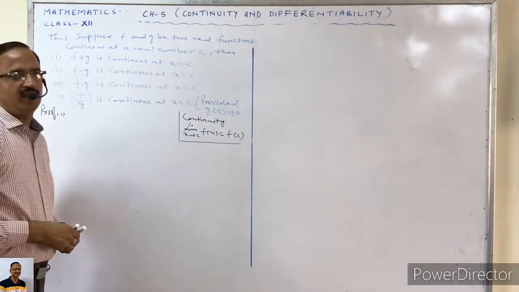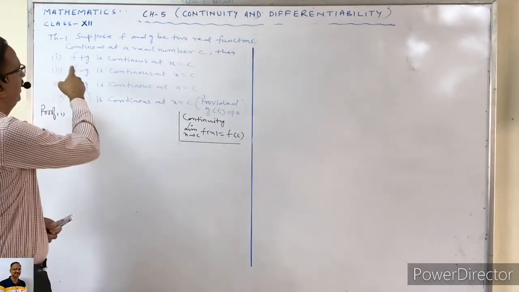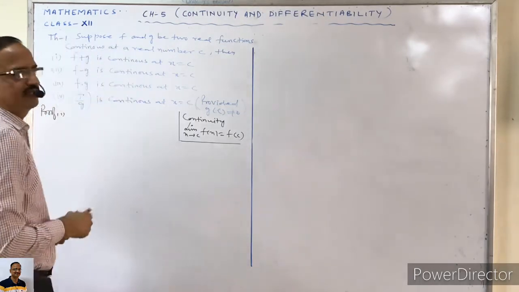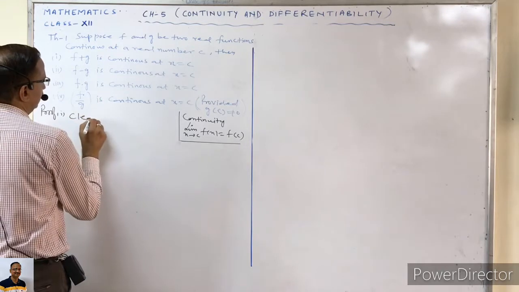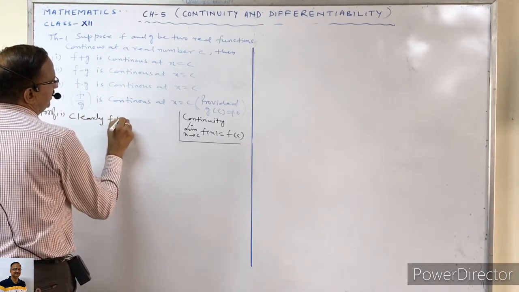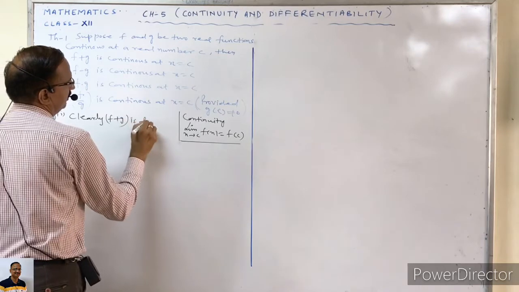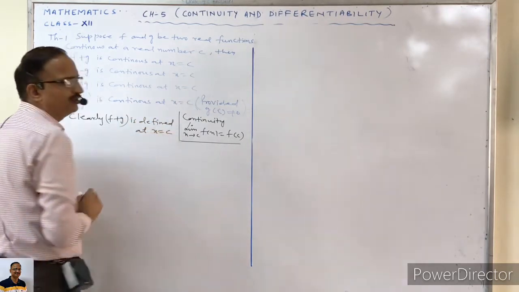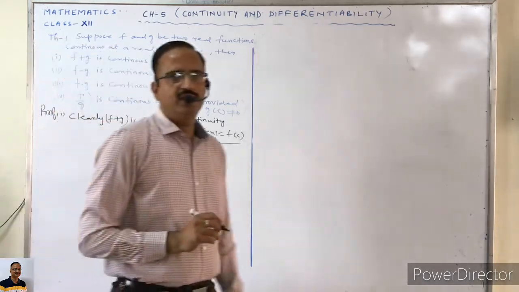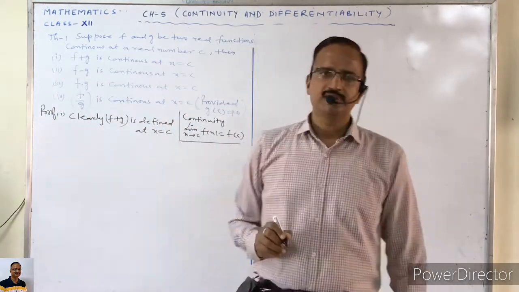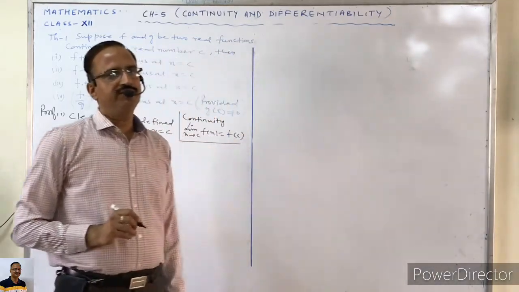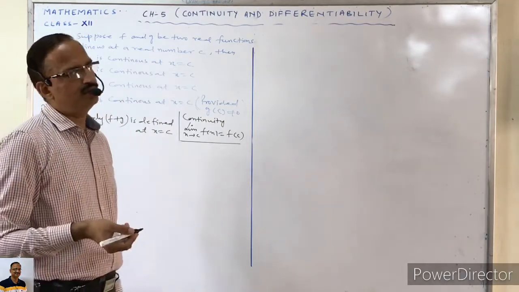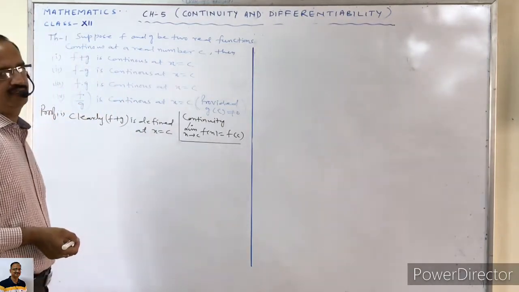Now clearly f plus g is defined at x equal to c. When a function is continuous, then it must be defined. So first of all, we will check whether the function is defined at that point or not. So this function is defined.